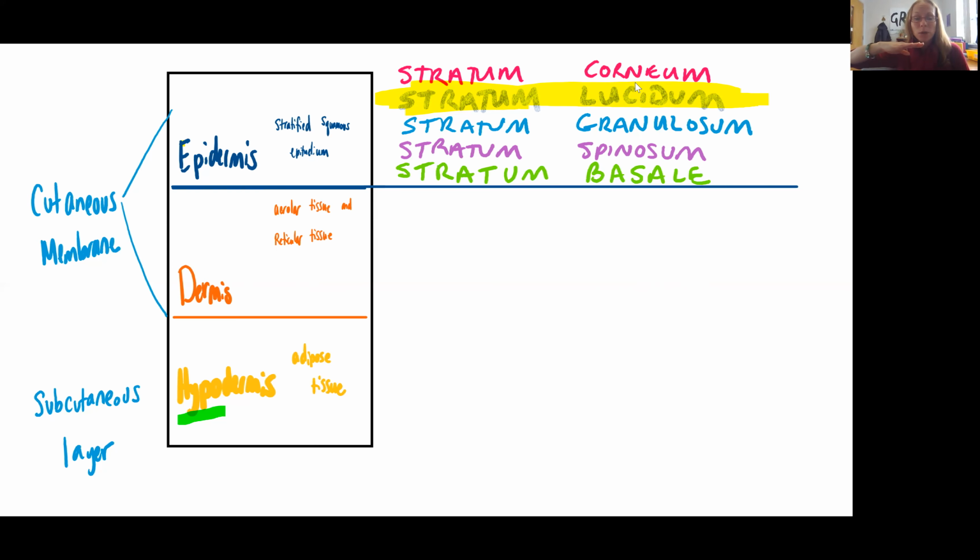Then we have the stratum spinosum, stratum granulosum, stratum lucidum. Now notice I've highlighted the stratum lucidum. That's because this layer is only found in what is called thick skin. Thick skin includes the palms of your hands and the soles of your feet. So all the other skin of your body would be considered thin skin and would only have 4 layers. And then the outermost layer, no matter if it's thin or thick skin, would be the stratum corneum. So when you're touching your skin, what layer are you touching? You're touching the stratum corneum. Okay.